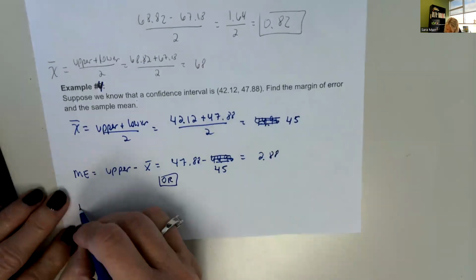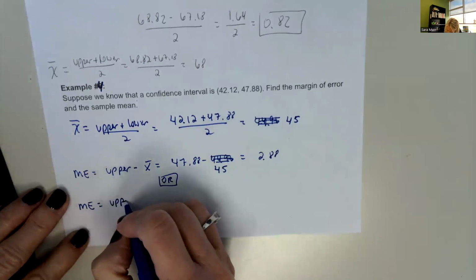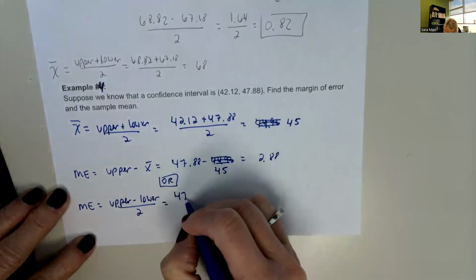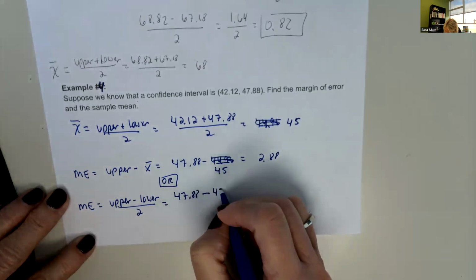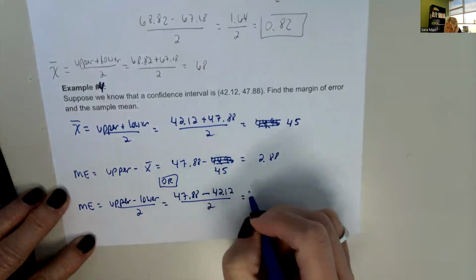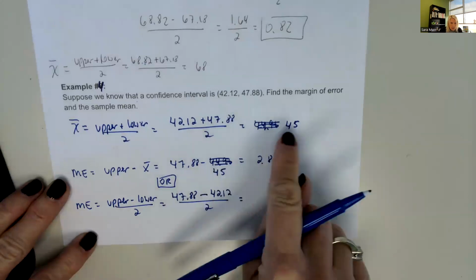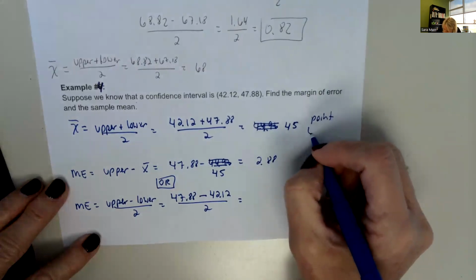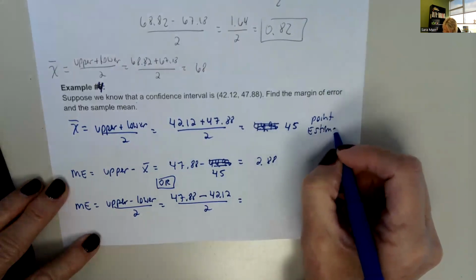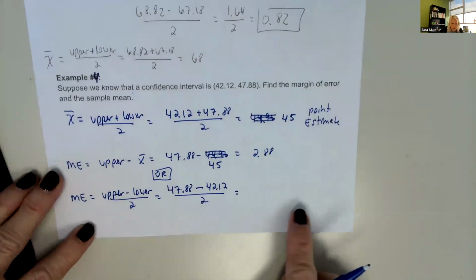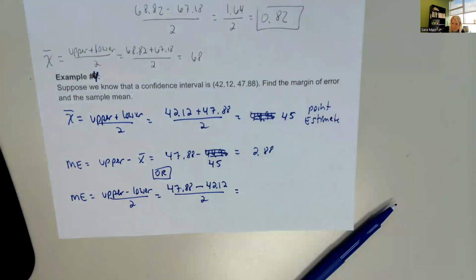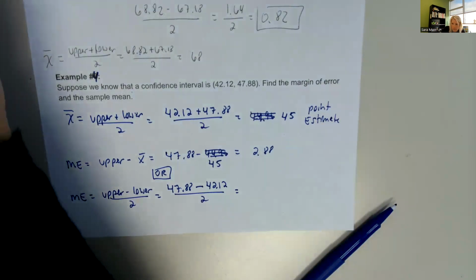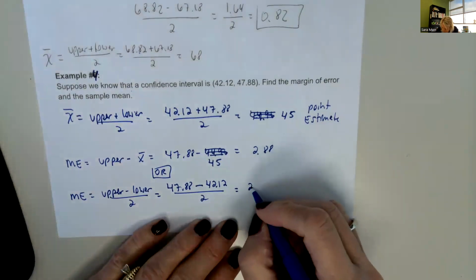Or you can also find the margin of error by taking the upper minus the lower and dividing by 2. So 47.88 subtracting 42.12 dividing by 2. Make sure that you notice the difference here. If you add them and divide by 2, you're finding the X bar or the point estimate. If you subtract them and find the difference, you're finding the margin of error. So you should again find 2.88.